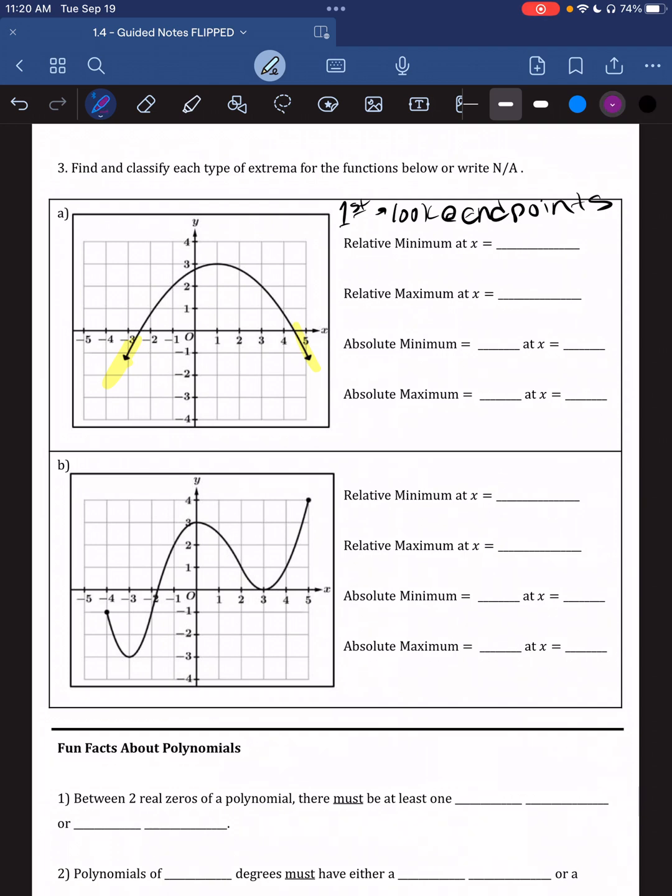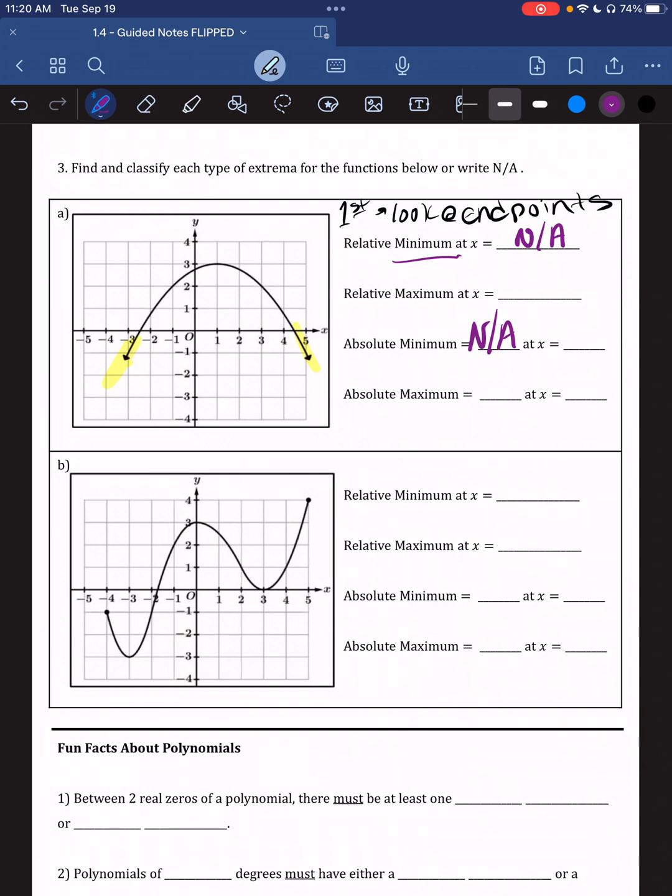Okay, so in terms of a minimum, I don't have one because at no point is this graph changing from decreasing to increasing. And I also don't have an absolute minimum because this graph is continuing to go down forever.